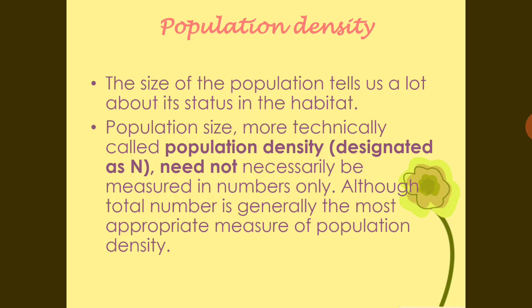Now the fourth thing is the population density, which we can denote by the capital N, or we can say it is the population size. The size of the population tells us a lot about its status in the habitat. Change in population size is used to evaluate various ecological processes, like the outcome of competition between members of one species and another species, the impact of a predator, or the effect of a pesticide application.